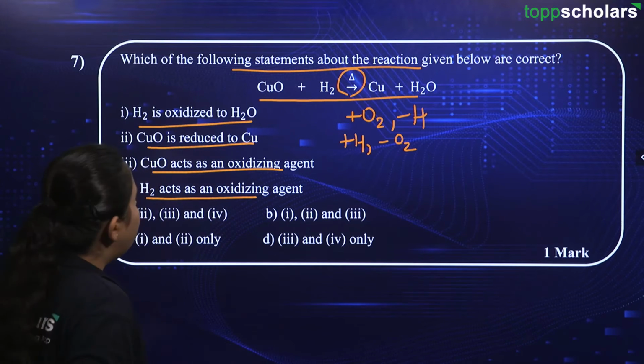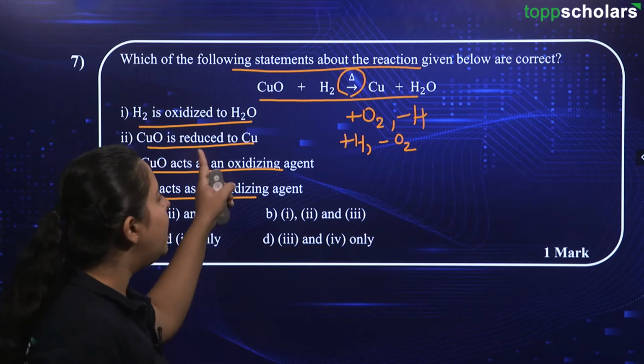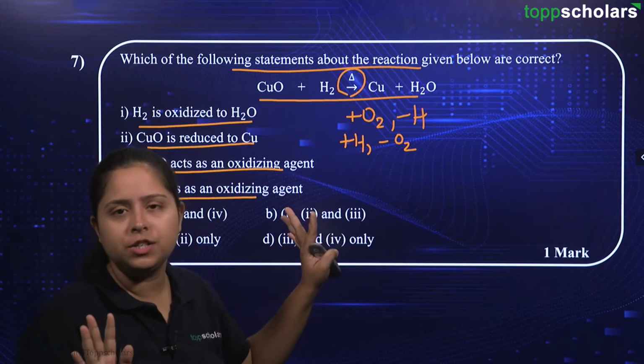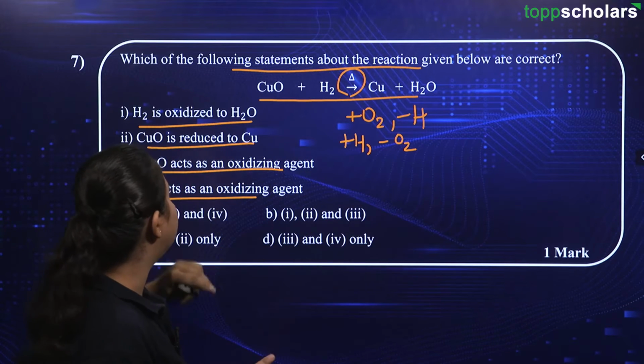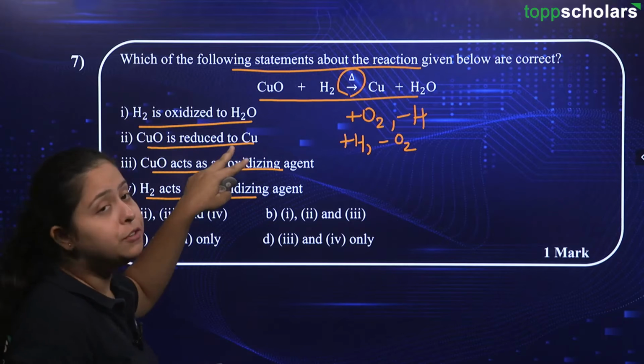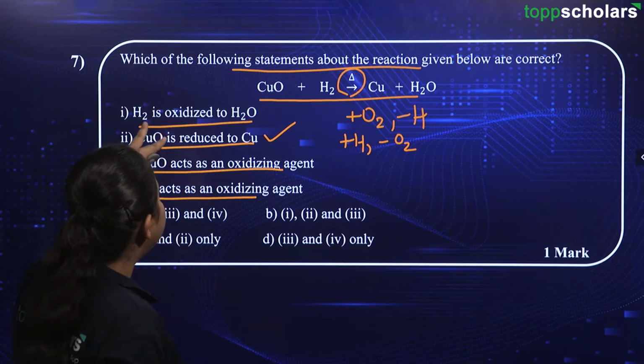Alright. Now over here, if you will see, CuO copper oxide is there, but on the product side it is losing the oxygen. So it has lost the oxygen, that means it is reduced. So CuO is reduced to Cu. This is the correct statement. Right. Then we have H2 is oxidized.